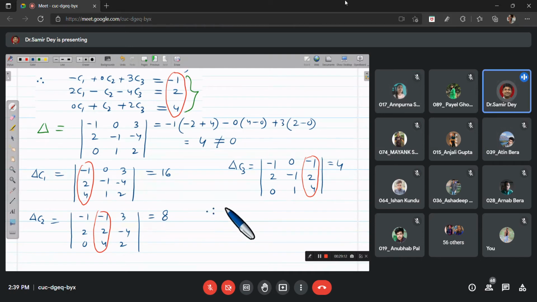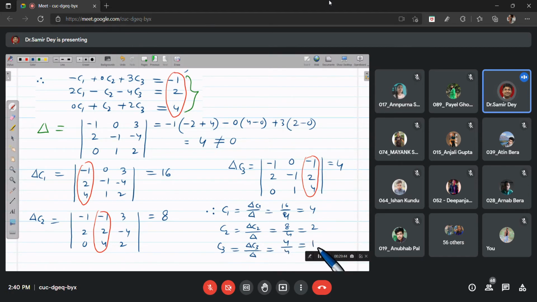Okay, so then you know C1 is equal to del C1 by del. It means what? 16 by 4, that is equal to 4. C2 is equal to del C2 by del, just check whether it is coming or not. C3 is equal to del C3 by del, which is 4 by 4. That is 1 is coming. So now you know what C1, C2, C3 are, correct? Shall I move to the next slide?